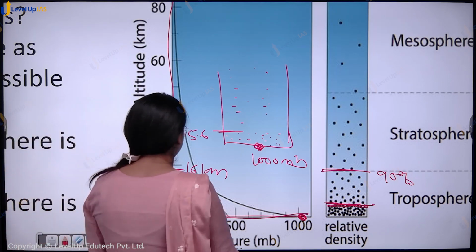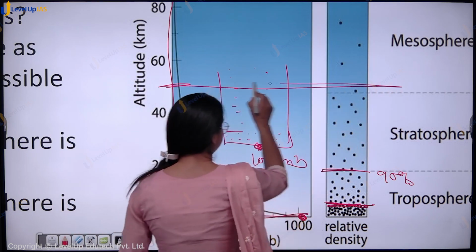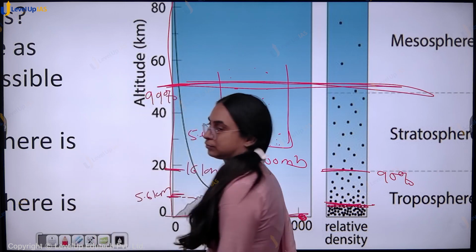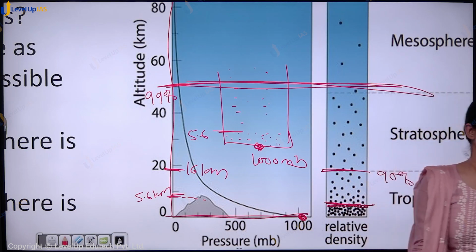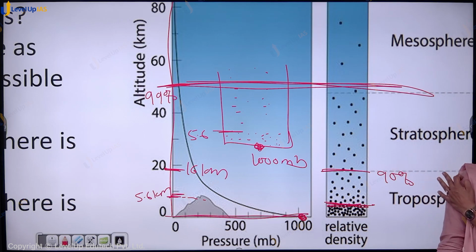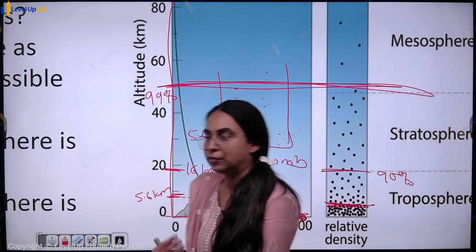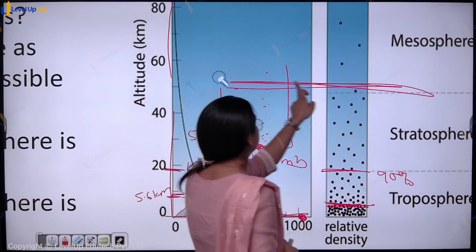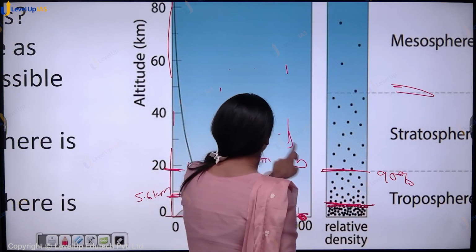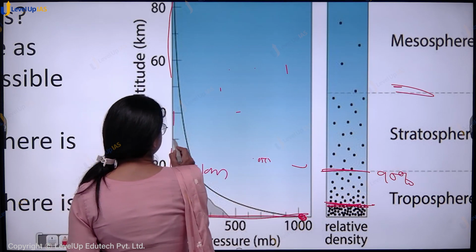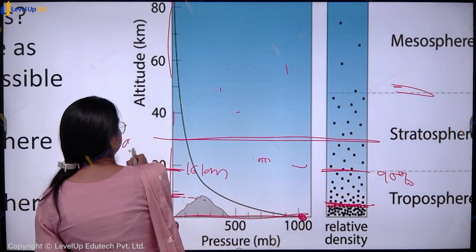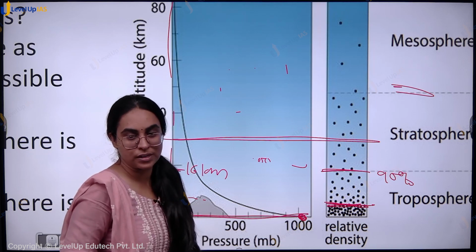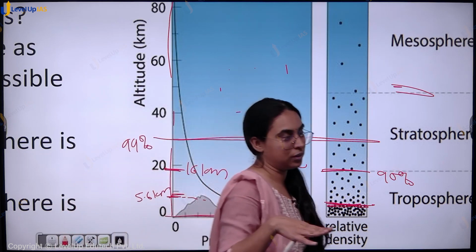The third one: 99% of the atmosphere is within 30 kilometers. So within 5.6 kilometers, you have 50%. Within 16 kilometers, 90%.